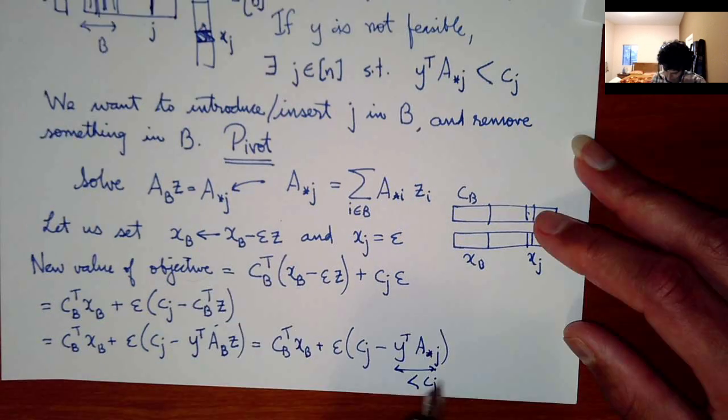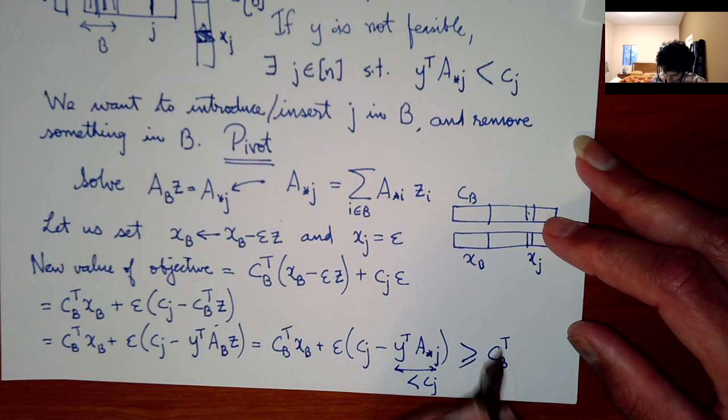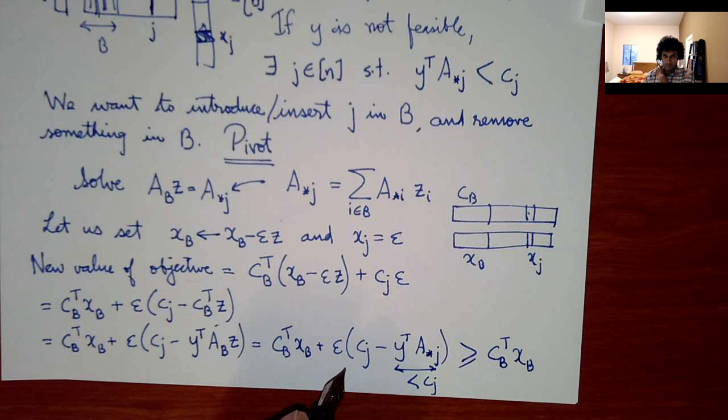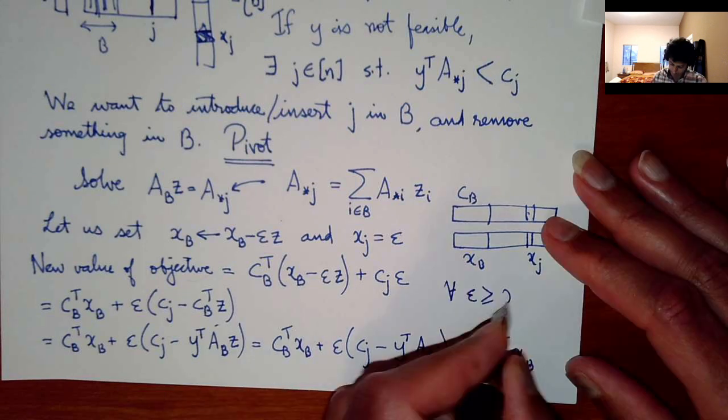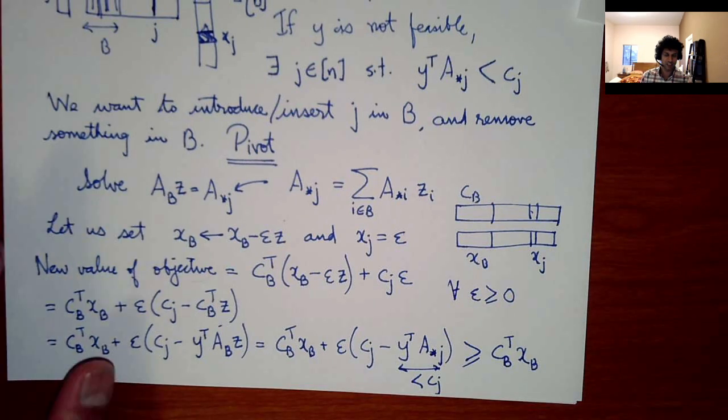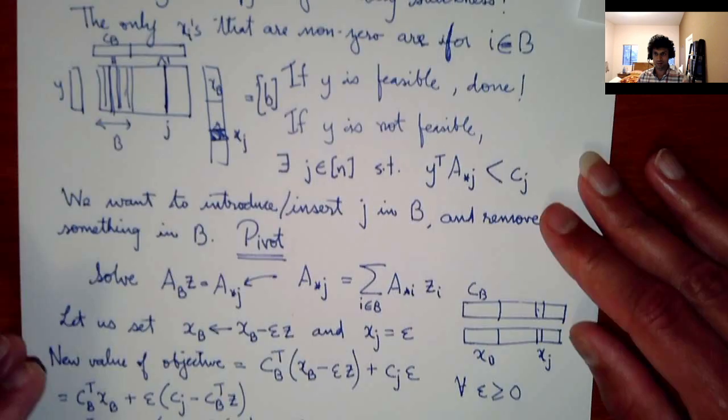And so what I get here is that this is greater than or equal to C_B xB for all non-negative epsilon. So for all non-negative epsilon, this holds. Okay? So does this make sense? This is essentially the pivoting rule. Well, we'll see the pivoting rule shortly, but this is how the simplex algorithm works.